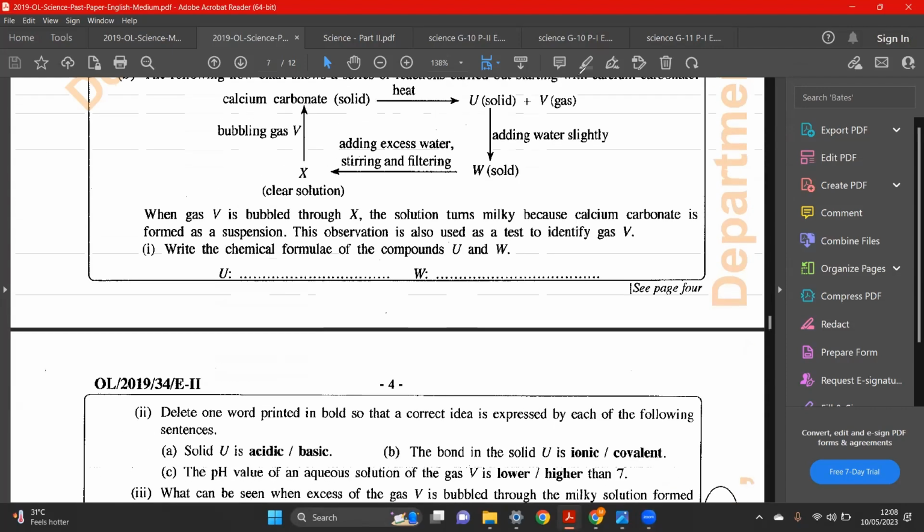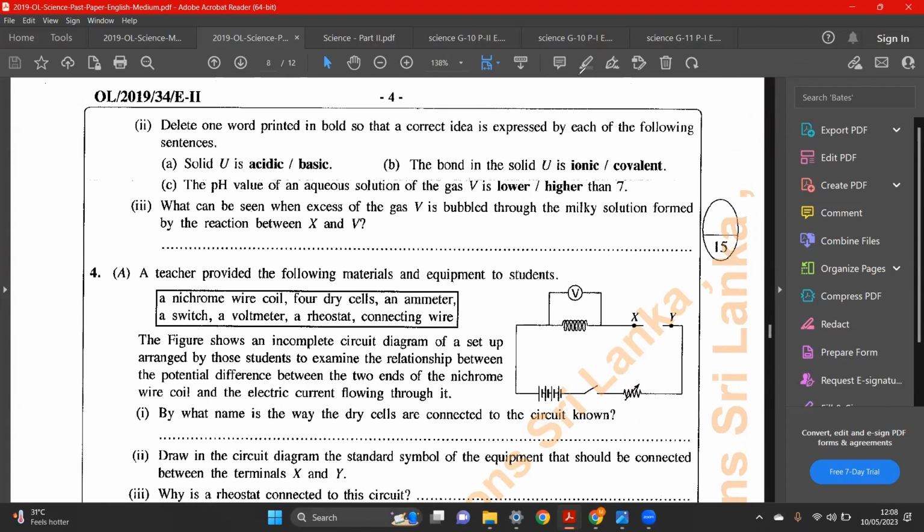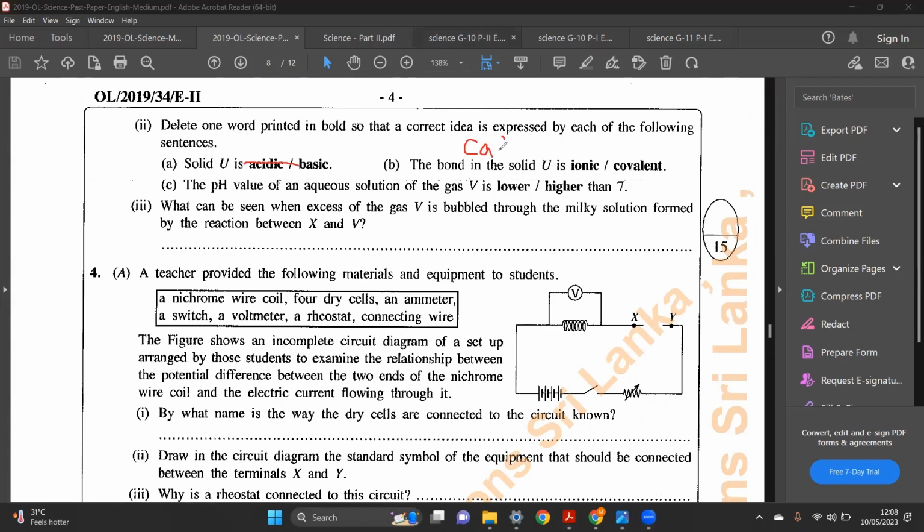Solid U is calcium oxide. Remember, metals form basic oxides. So you cut off the word acidic. Likewise, the bond in solid U, calcium oxide. You all asked me at the beginning also about ionic and covalent. In this one, you can see there's a metal calcium, non-metal oxygen. So definitely this is an ionic bond.